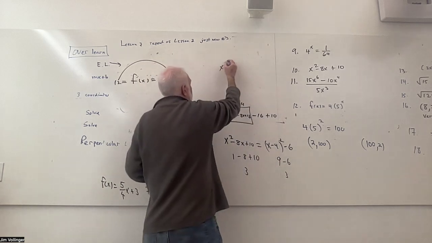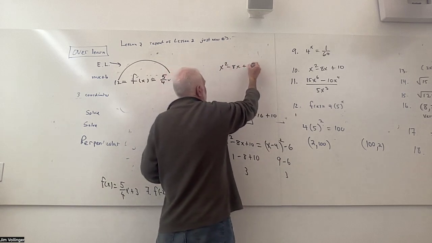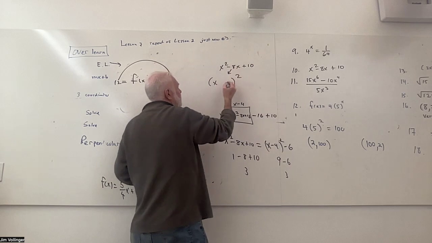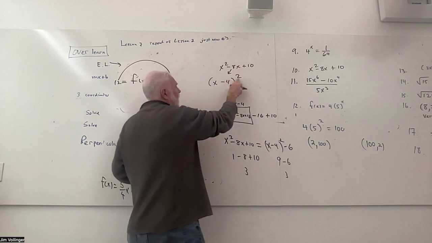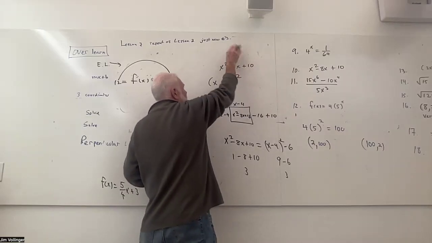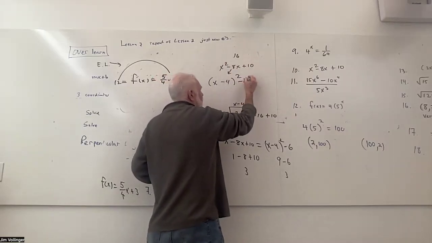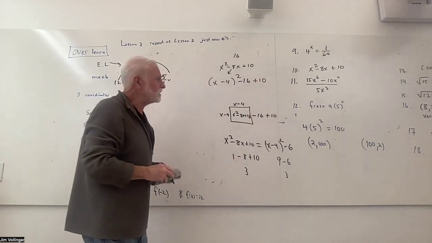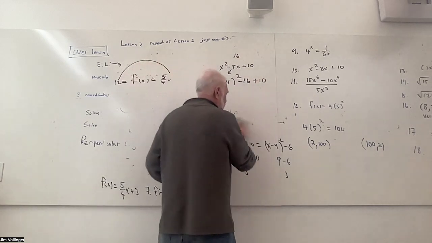X squared minus 8x plus 10. I am going to write x squared. I'm going to take minus 8, cut it in half. Minus 4 squared gets me 16 units. I do not see the number 16 floating around here. I'll get rid of it and add 10. That's the completing the square process. So hopefully it's in your head a little.